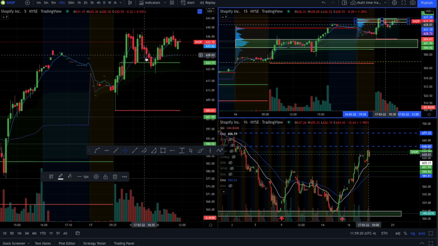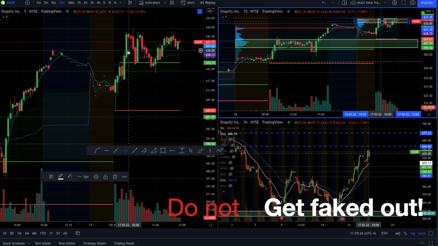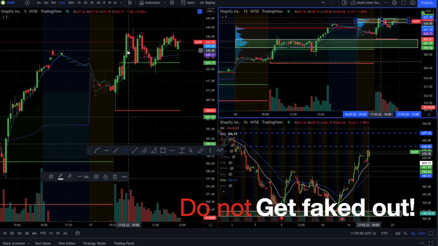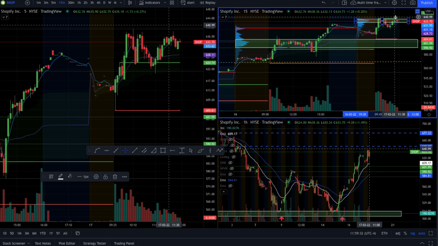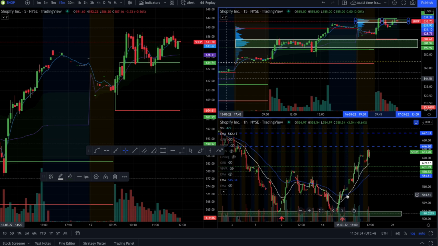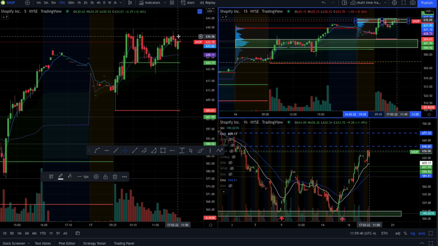So this tested this level because whenever a stock goes one way, it moves in waves. If people are going to take profits, it's going to pull back here, right? Don't get faked out. This is where the big level is, right? Shopify can continue to run to the upside. We have an uptrend, we have the 20 above the 50, we have volume stepping in on the hourly time frame. These small pullbacks are very normal.